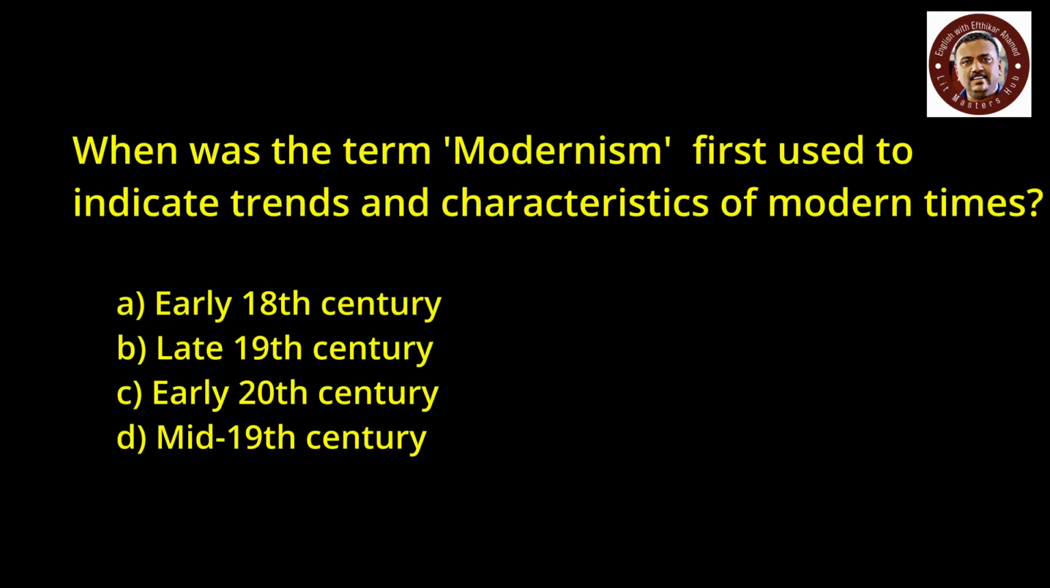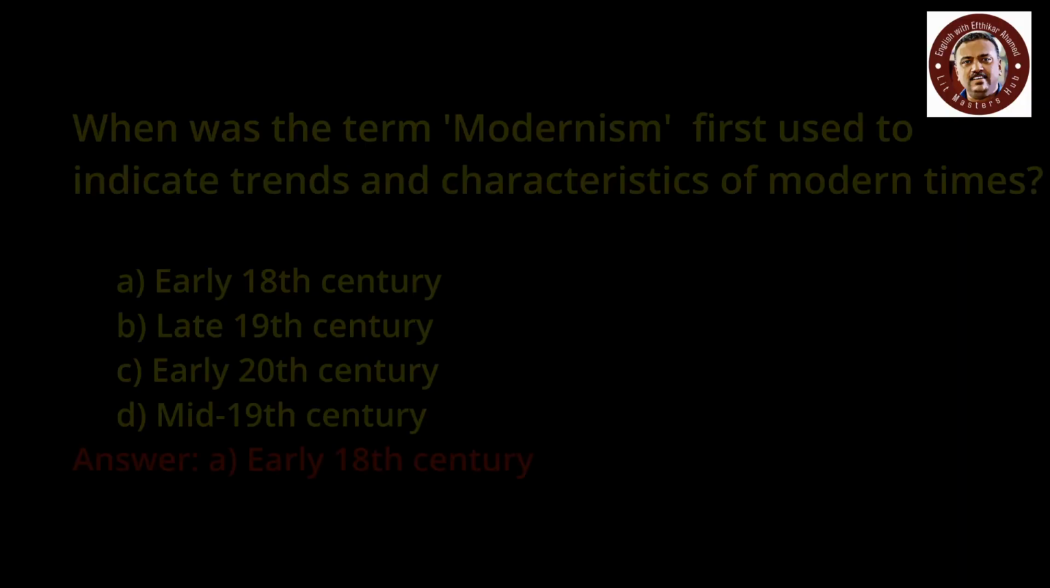When was the term modernism first used to indicate trends and characteristics of modern times? Is it early 18th century? Or is it the late 19th century? Or is it early 20th century or mid 19th century? The answer is option A, early 18th century.